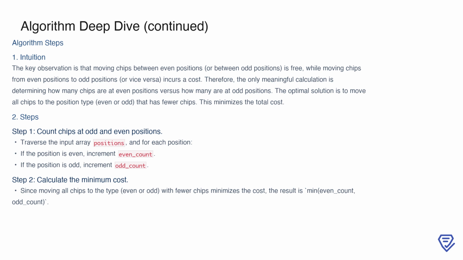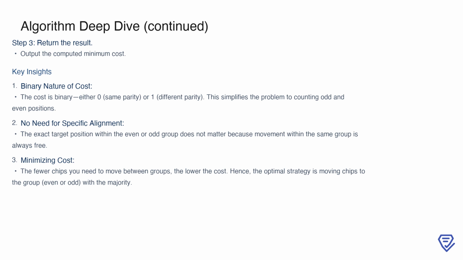The algorithm consists of two steps. Step 1 is to count the number of chips at odd and even positions. We traverse the input array, checking the parity of each position. If it's even, we increment the even count, otherwise, we increment the odd count. Step 2 is to calculate the minimum cost. Since the cost is minimized by aligning chips to the group with fewer chips, the result is the smaller of the two counts, either even_count or odd_count. The final step of the algorithm is to return the calculated minimum cost.